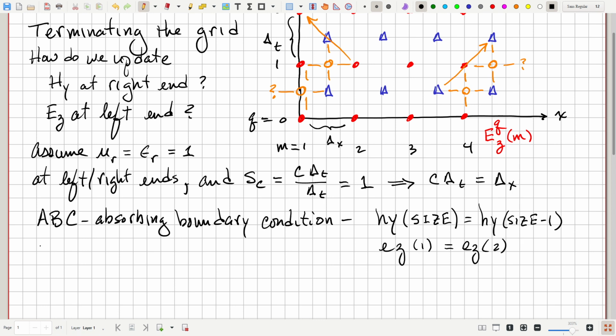Now again, keep in mind, and we'll look at this in the simulation, this fails if, say, epsilon relative is not equal to 1, or if mu relative is not equal to 1. In general, we'll have to come up with something a little more sophisticated, but this should work if these conditions are true. So let's take a look at that.